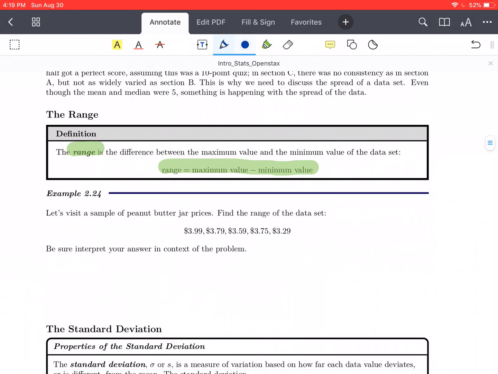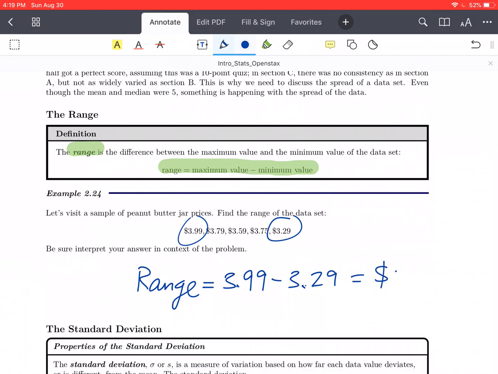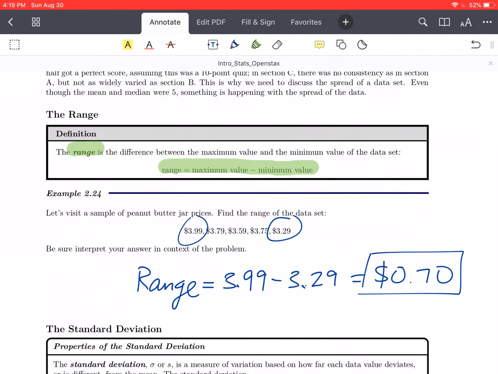So in this example, we have peanut butter jar prices, find the range of the data set. So we find the highest value, and we find the lowest value. And the range is just going to be the difference between those. So $3.99 minus $3.29 is 70 cents. Okay, so the range of this data set is just 70 cents. So that means that all of the values fall within 70 cents of each other.